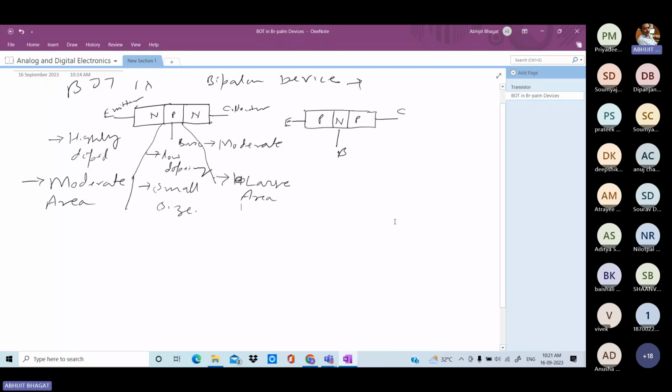Yes, sir. Okay. Next, what are the applications? Before that, all of you go with the symbol. I think all of you know the symbol, but I will just draw it. Symbol of the transistor. Base, emitter, and this is collector. So this is for the NPN transistor.